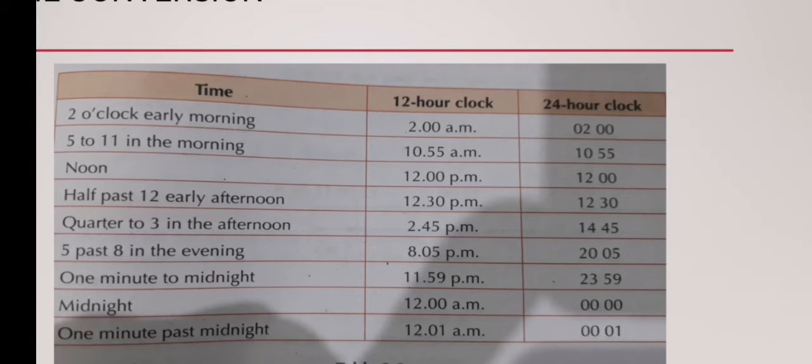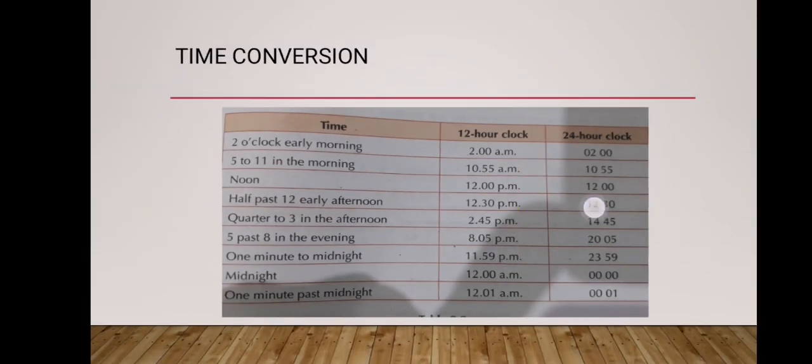Now, about noon, 12 PM is the time on the 12-hour clock, whereas on the 24-hour clock it will be the same, 12:00. Now let's move on to the example where 8:05 in the evening on the 12-hour clock is written as 8:05 PM, whereas on the 24-hour clock it is written as 20:05. When we talk about midnight timing, on the 12-hour clock it is written as 12:00 AM, and on the 24-hour clock it is written as 0000. You can also refer to the rest of the examples.